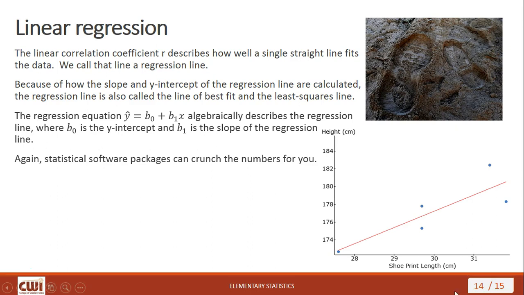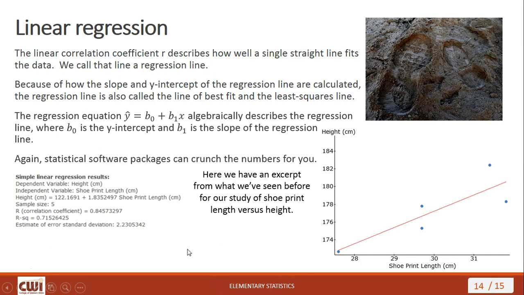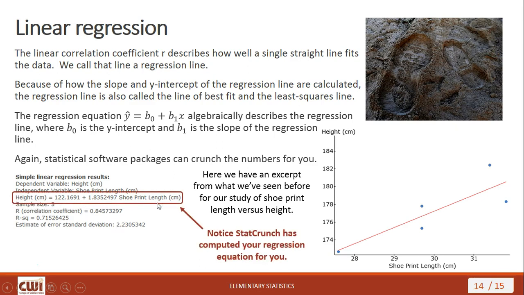StatCrunch is no exception. If we look over here in our scatter plot, along with our line of best fit, we can actually use StatCrunch to give us the equation of this line of best fit that you see here in red. Here's an excerpt from the results that we looked at earlier, the top part of those results. Right up here at the top is the actual regression equation for that line of best fit. StatCrunch has computed it for you, so you just take the values and run with it. B naught, your y-intercept, is 122.17, and the slope of your line, B1, is 1.84.